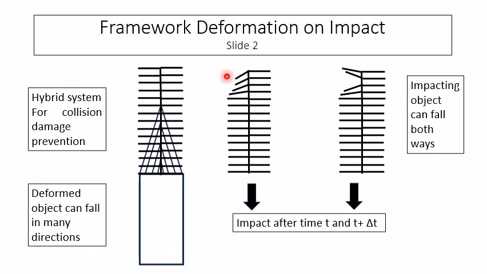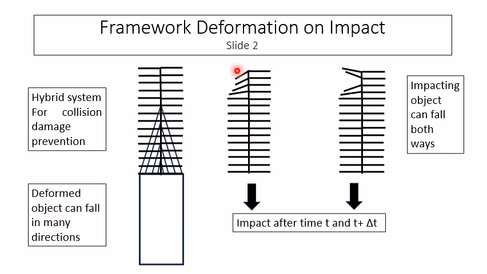Framework deformation and impact. This is slide 2. So this is a hybrid system which combines both a triangular framework and a horizontal framework. So why do we need such a system? A deformed object can fall in many directions.